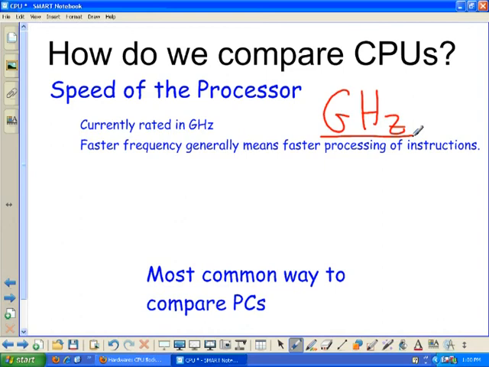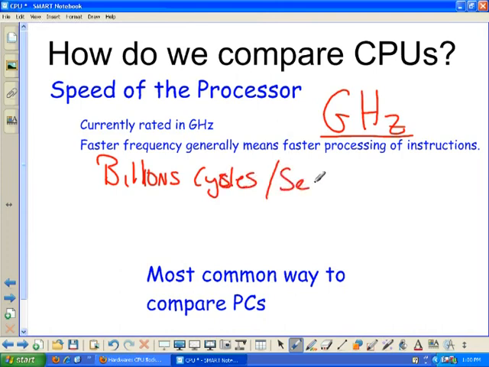A giga is a billion, okay? So this is in billions of cycles per second. Okay, so gigahertz is a billion cycles per second. Cycles, C-Y-C. That's a C.